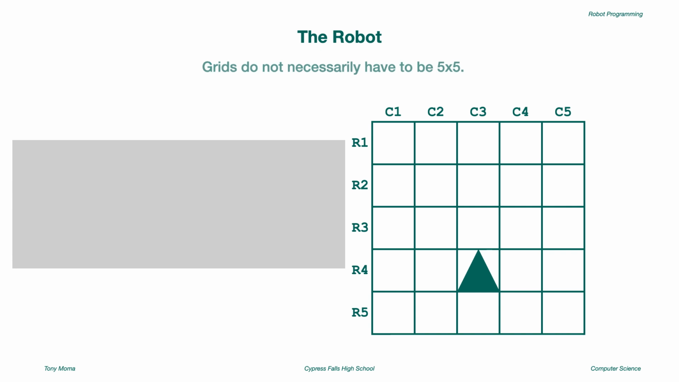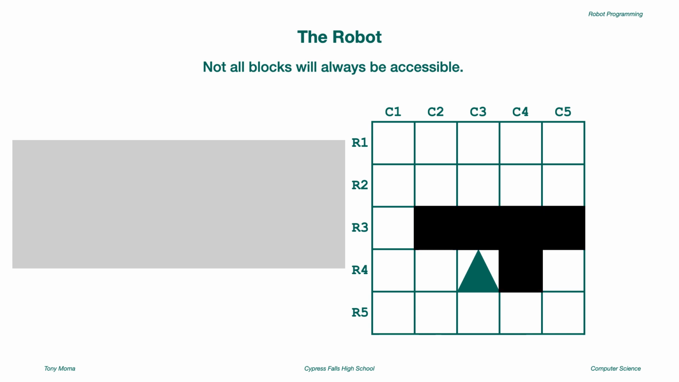Something else to prepare yourself for is that not all blocks will always be accessible. For this video, we kept all 25 blocks of our 5 by 5 grid accessible at all times, but on a test or AP exam, that may not always be the case. For example, on a test or AP exam, you may encounter a grid where some of the blocks are painted black. When a block is painted black, that indicates that the robot cannot move there.